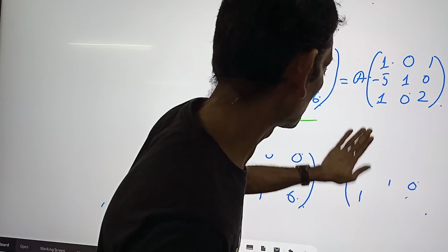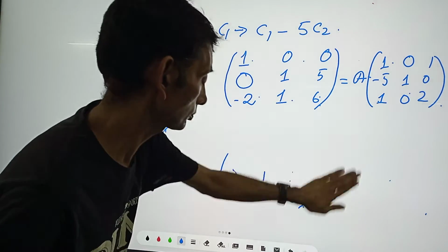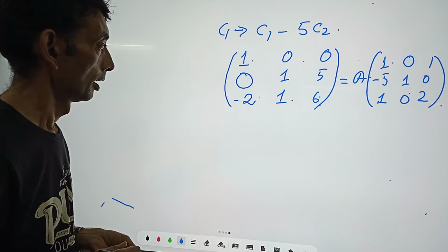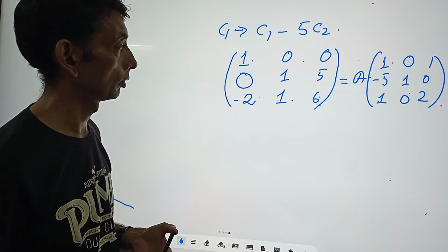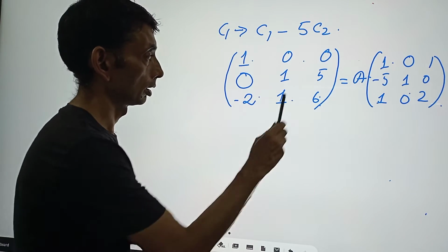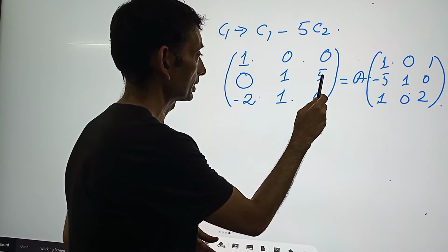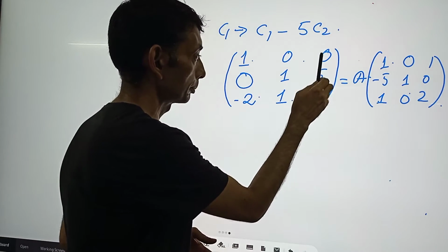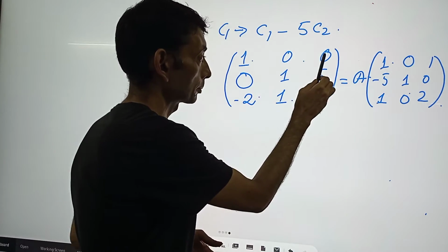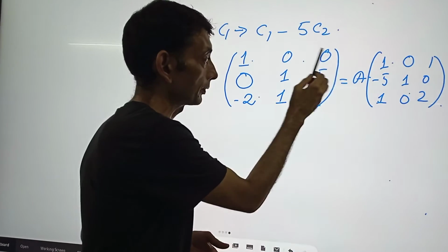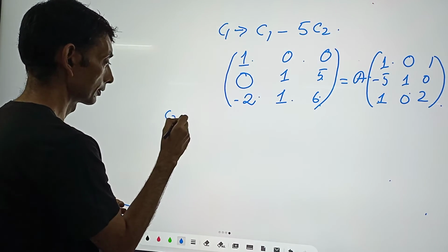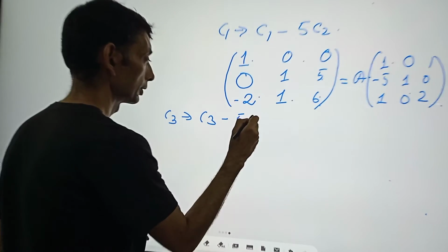Now let's move to the next steps. Here again, this number we can make 0. In this column 3, we can make this 5 into 0 with the help of column 2. In column 3, you can multiply column 2 by 5 and subtract. So we'll be using this operation: C3 minus 5 C2.